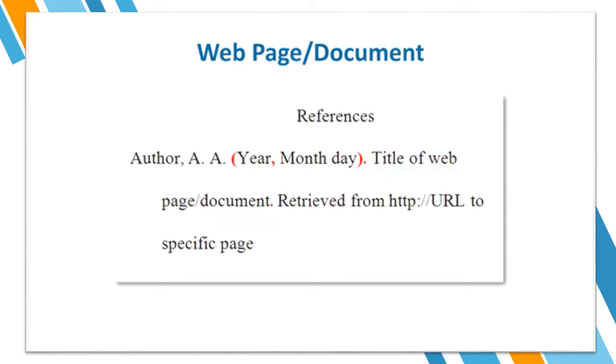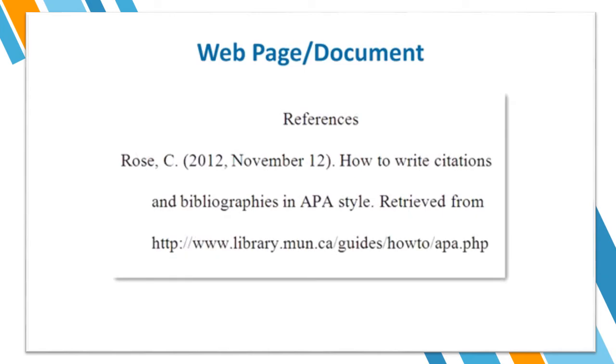In APA Style, the first letter of every word of a web page's title is not capitalized. Just the first letter of the first word of the subtitle, and proper nouns. Then write retrieved from and copy and paste the direct URL link to the web page or document. If all of the information is available on the web page, your citation will look like this. Notice that the URL isn't hyperlinked or underlined. It's the same font as the rest of the reference with no period after it.